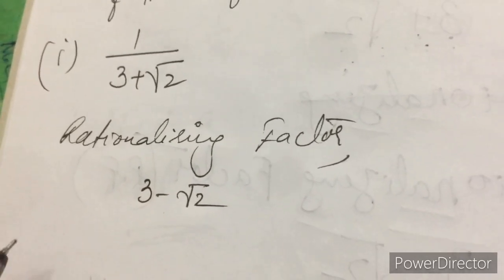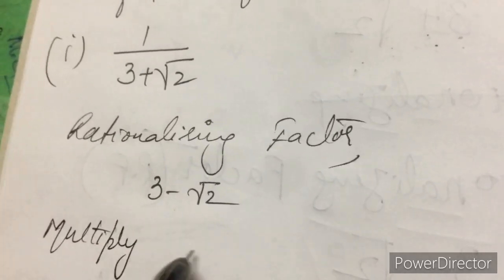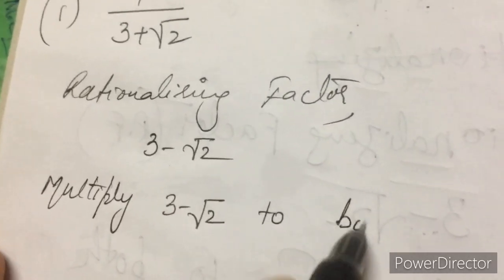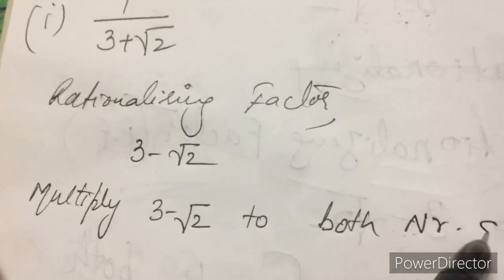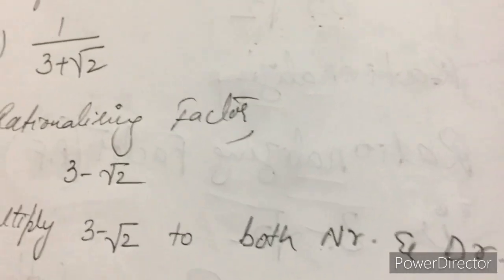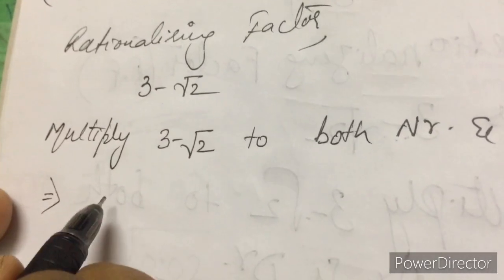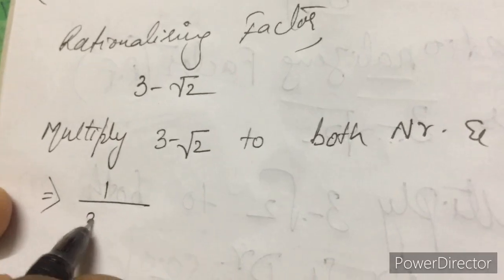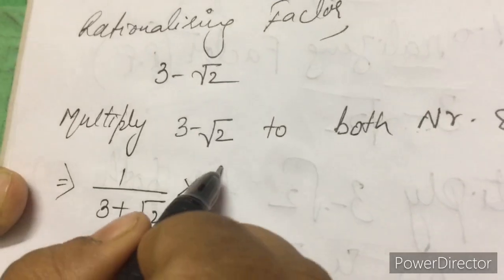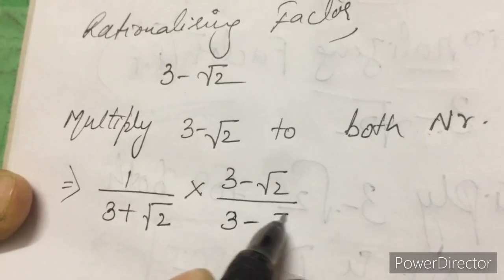Now what we have to do? You have to multiply 3 minus root 2 to both numerator and denominator. NR and DR is numerator and denominator. Now I am multiplying this. Please observe very carefully, boys. It's a revision for you, and for the girls, it is a new problem. 1 by 3 plus root 2, this is your question. Multiplied by 3 minus root 2, that is your rationalizing factor, over 3 minus root 2.